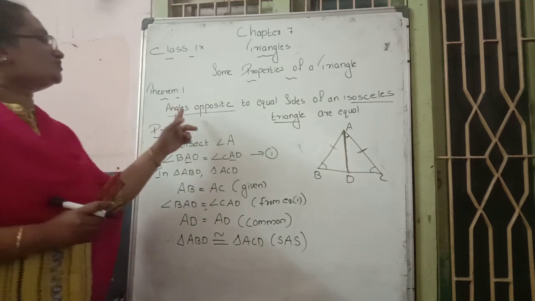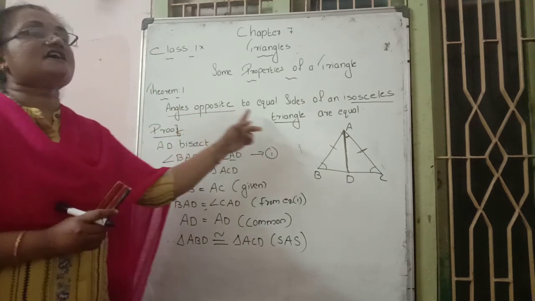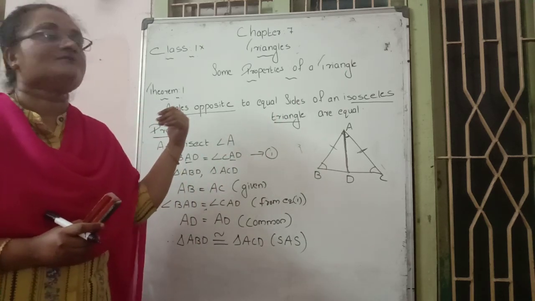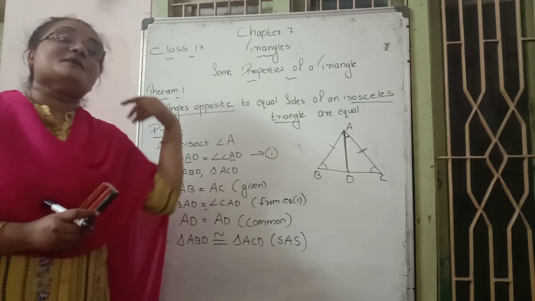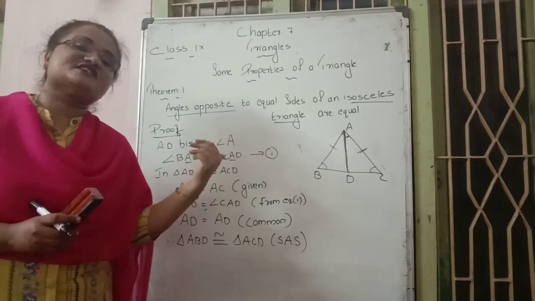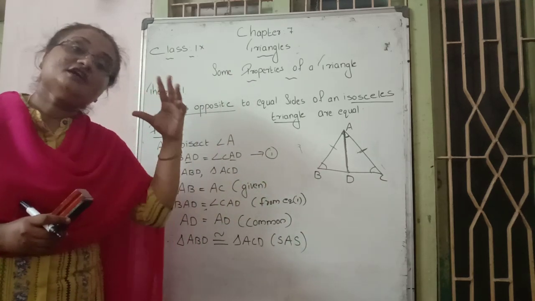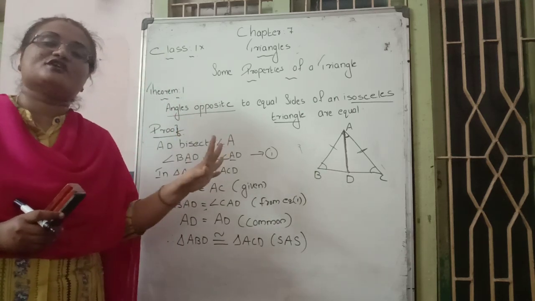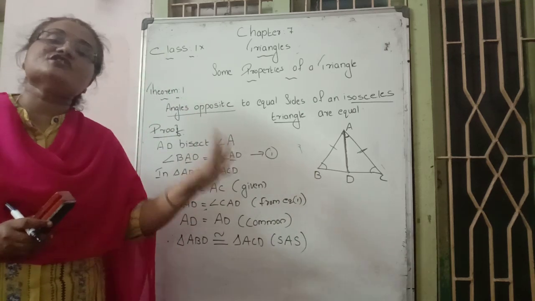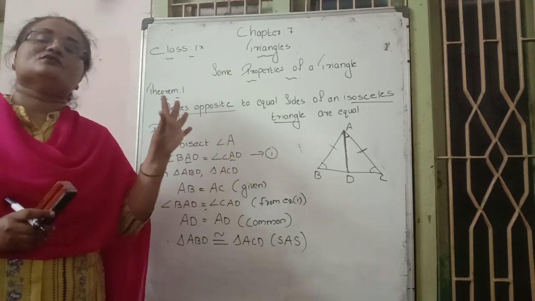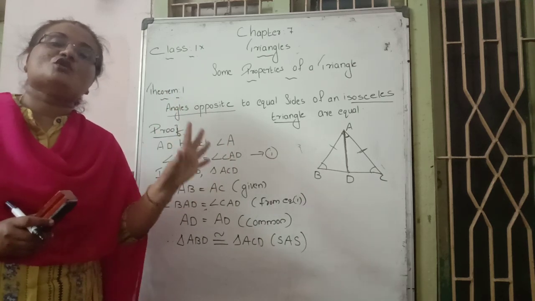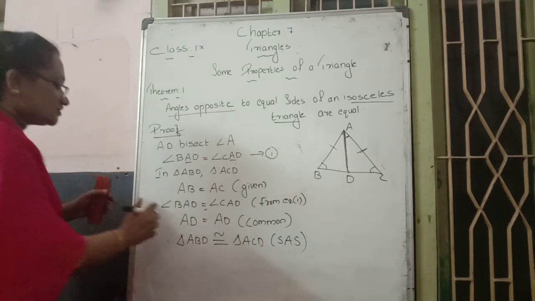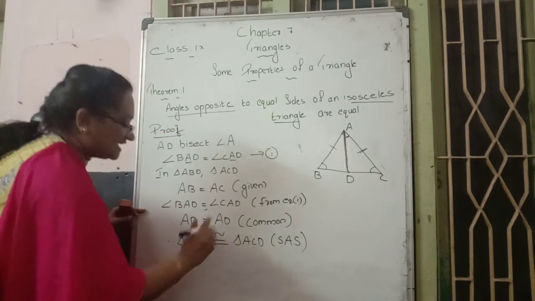Then what are they asking us to show? Angles are equal. That is our aim, what we want to prove. How do we show that? By CPCT. What does CPCT mean? We proved that the two triangles are congruent in every aspect, so their angles also become equal. In which way? Corresponding parts of congruent triangles. That means CPCT.